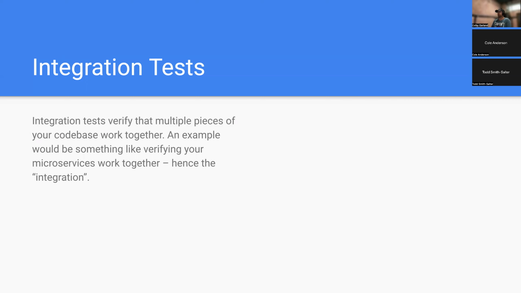So that's just verifying that 2 or more different services work together as they're supposed to. These are one step up from unit tests, a little bit more involved, a little bit more to write and to keep in mind, but at the same time, a little more useful. It's closer to what your app actually behaves like.